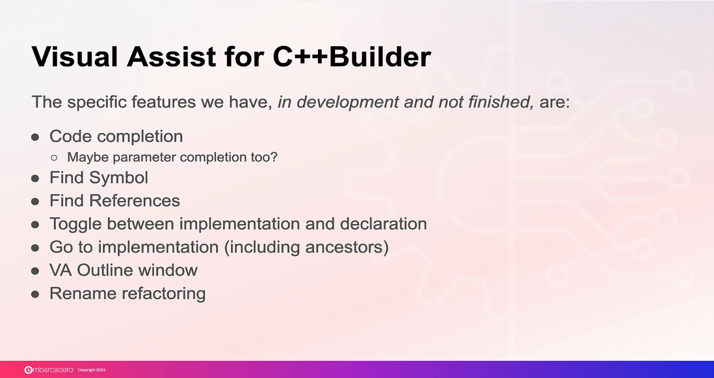I'm going to show you code completion, find references and find simple, two really useful code search tools. Something we've added just for C++ Builder, which is toggling between the implementation and declaration of a method. Go to implementation, which is a really neat way to either go where something is implemented or go to an ancestor implementation too when you have multiple virtual method overrides. The VA outline window and rename refactoring. And because it's behind the scenes, this openly mentions quirks and issues we're still working on.